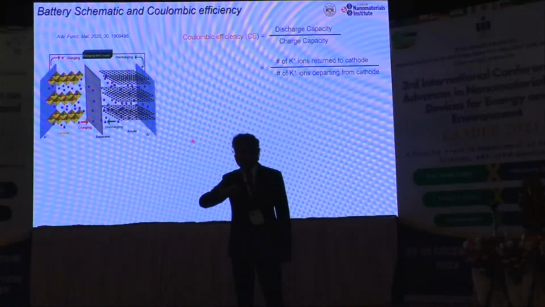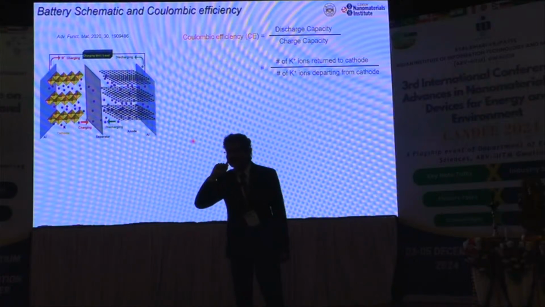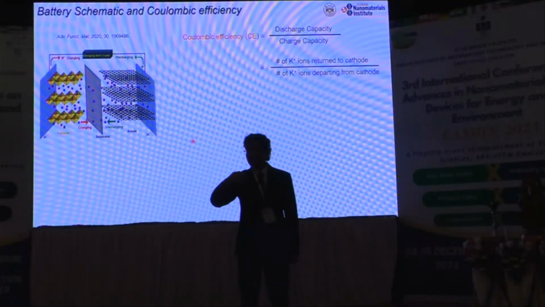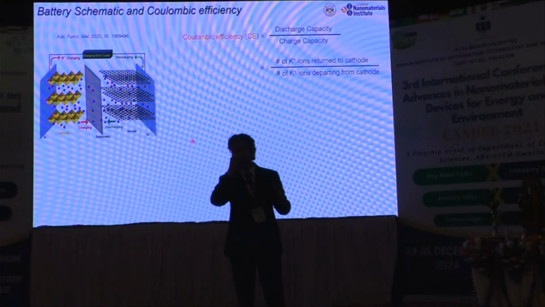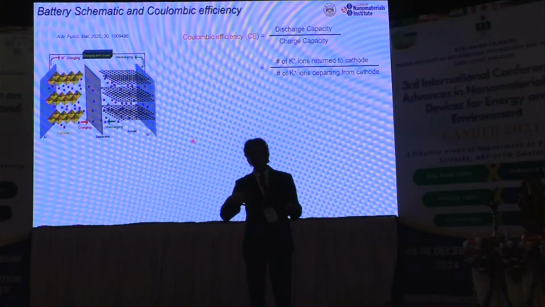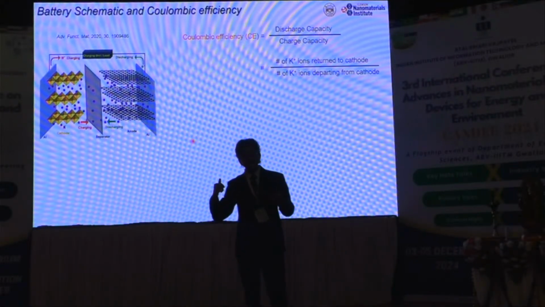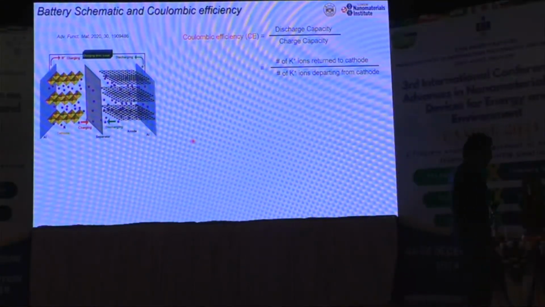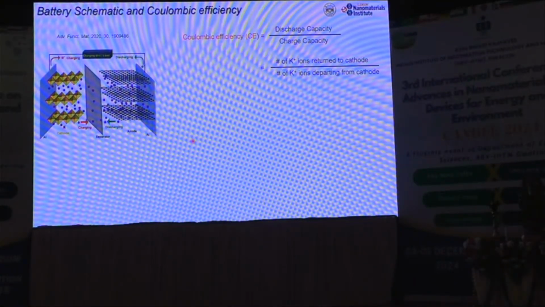Discharge cycles. Yes, because every cycle, if you're losing little by little, then by the time you reach hundreds of cycles, you don't have enough lithium ions or potassium ions moving. So the Coulombic efficiency has to be close to 99.9 or 99.8%. That's the kind of benchmark that we have for batteries.